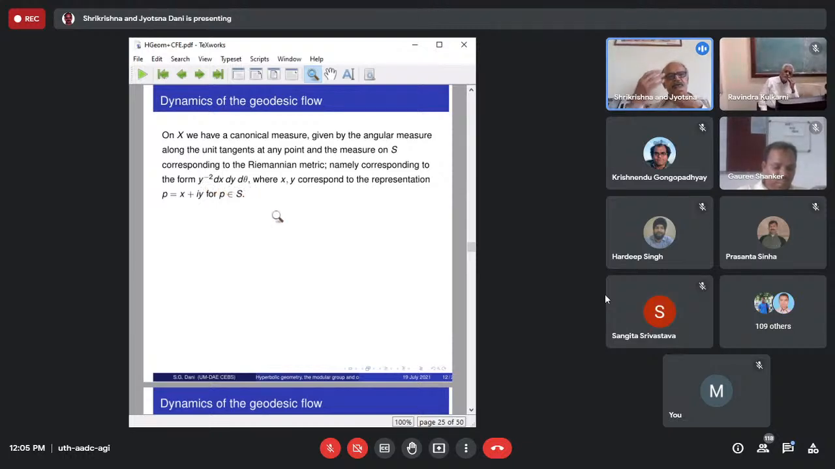So at each point, I suppose this should be clear. In other words, if you have a function on X, you can integrate it with respect to this, and that will give you the integral. If you have a subset, you have to integrate its characteristic function to get what the measure is. Here this y corresponds to the representation of p as x plus iy.